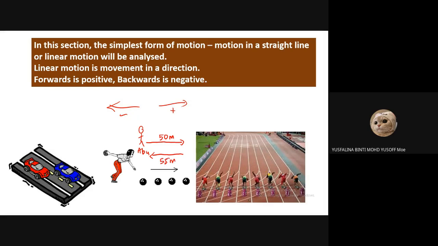Remember I said when we move forward the value will become positive, so positive 50. When we move backward it becomes negative, so negative 55. This is the sign. Because after this, when you want to calculate the total displacement and the total distance, you need to know where to put the positive and the negative signs.